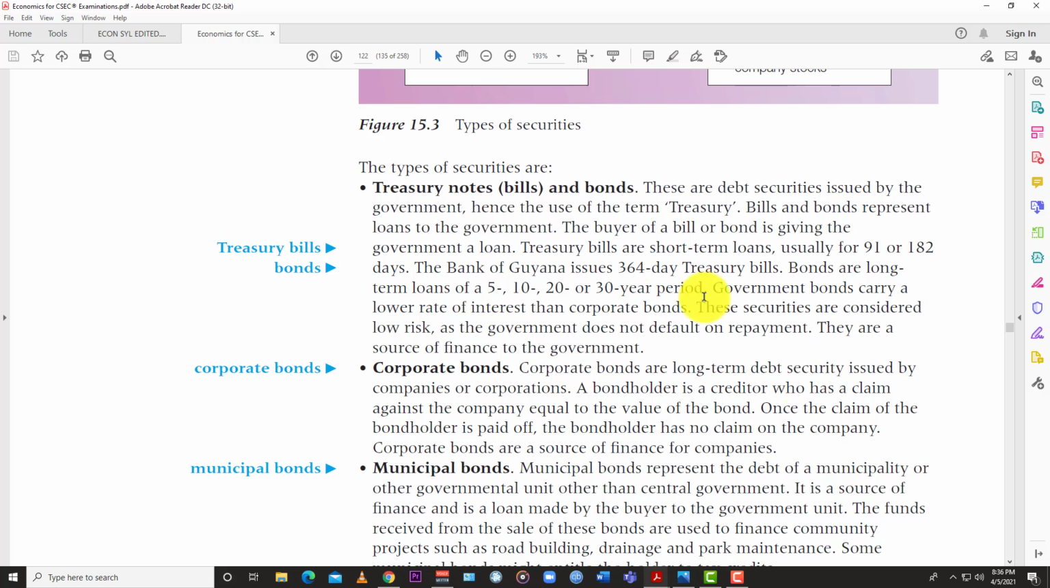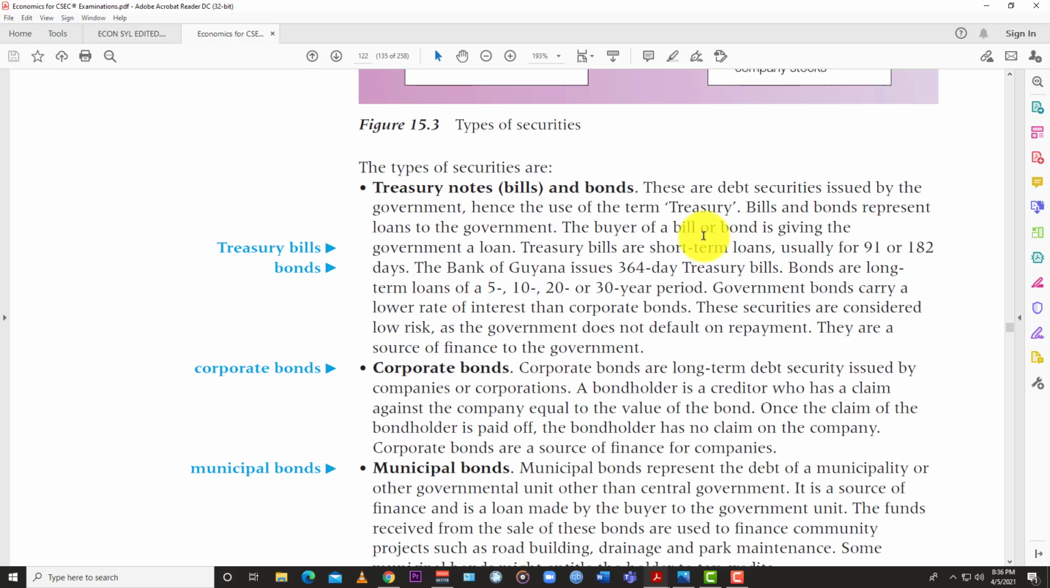Types of securities are treasury notes, bills, and bonds. These are debt securities issued by the government, and that's, as I say, through the central bank. Hence, the use of the term treasury bills. Bills and bonds represent loans to the government. The buyer of the bill or bond is giving the government a loan.